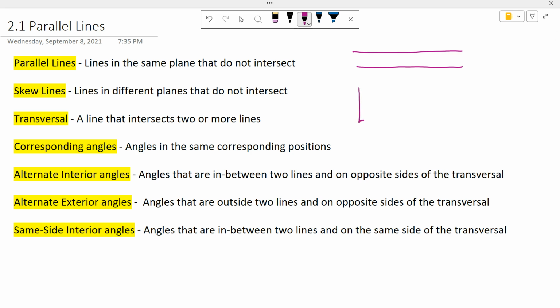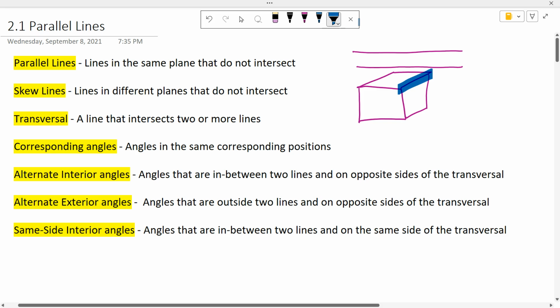So in a box, we draw a box. This line and this line are skew lines because they're not in the same plane. They're never going to intersect. This line will never hit this line in a box. Never. Okay?